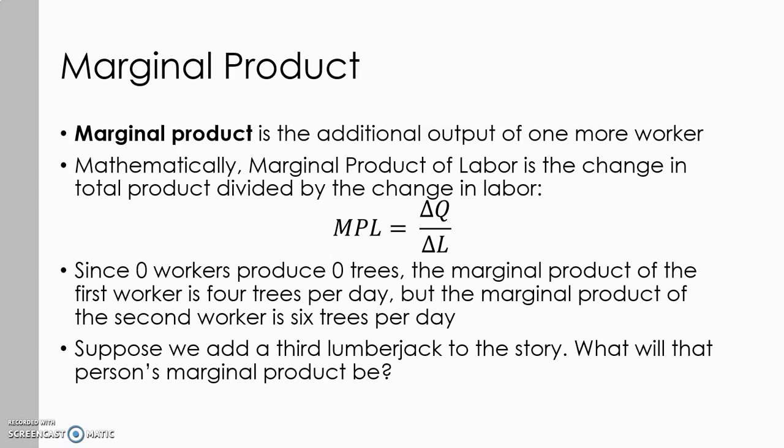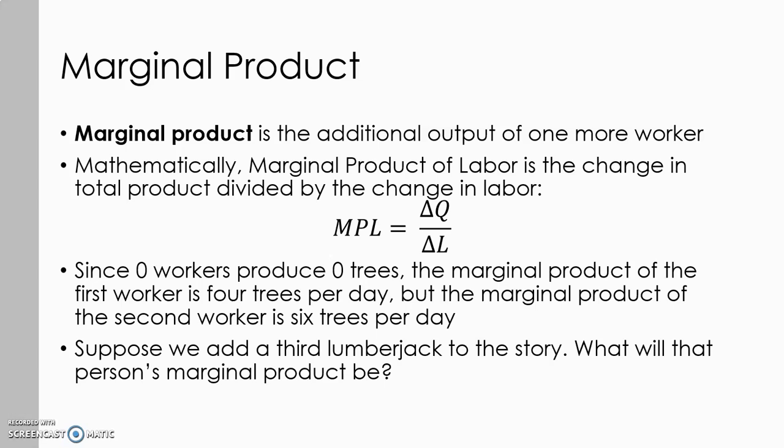Marginal product is defined as the additional output when you add one more worker. Mathematically, what we call marginal product of labor, because we're adding more workers, is the change in total product divided by the change in labor. Be very careful not to just take quantity and divide by labor. That's your average product. Marginal means we're looking at the increase in quantity divided by the increase in workers.